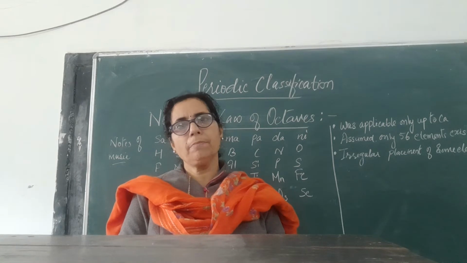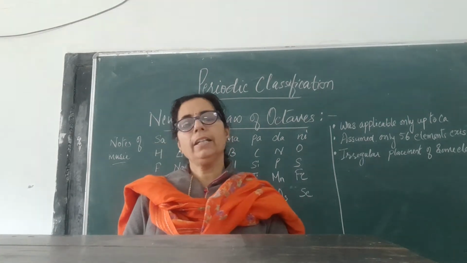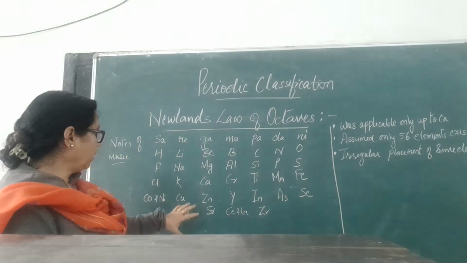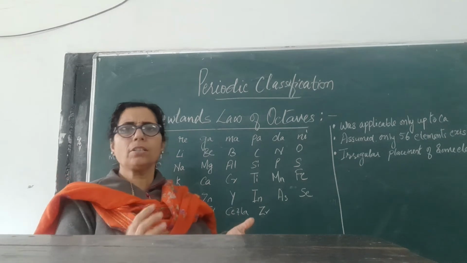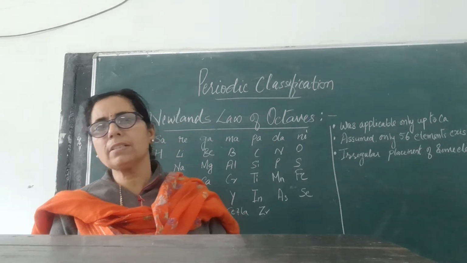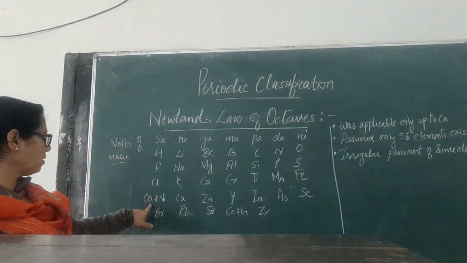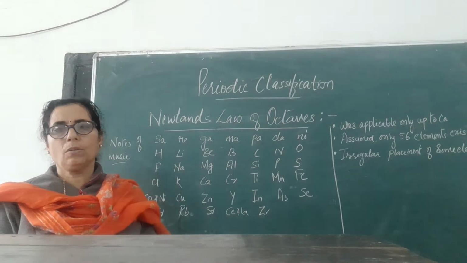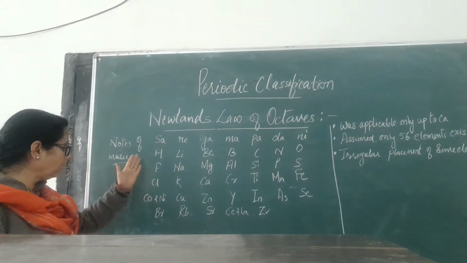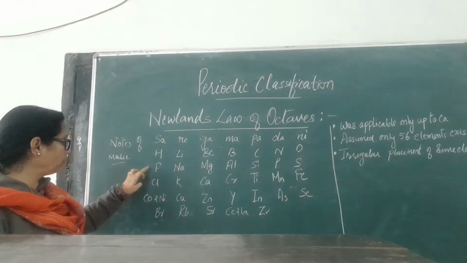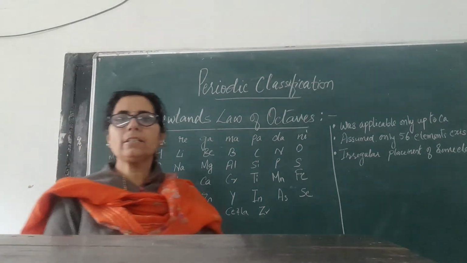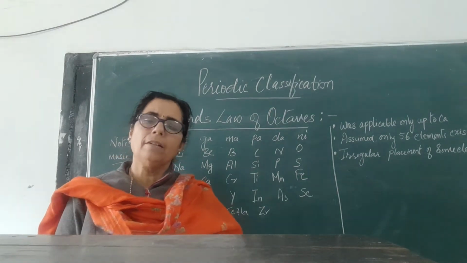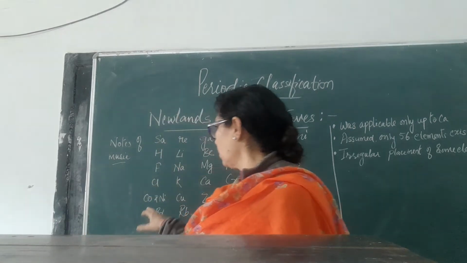Third, and again the more important irregularity that we see in Newland's Law of Octaves is that, in order to set the elements in his table, he arranged cobalt and nickel. These two elements were given the same place, and that place was also given in the halogen series, that is with fluorine, chlorine, bromine and all. Though the properties of cobalt and nickel are quite different from chlorine, fluorine, bromine, he has given it its place. So this was one drawback.